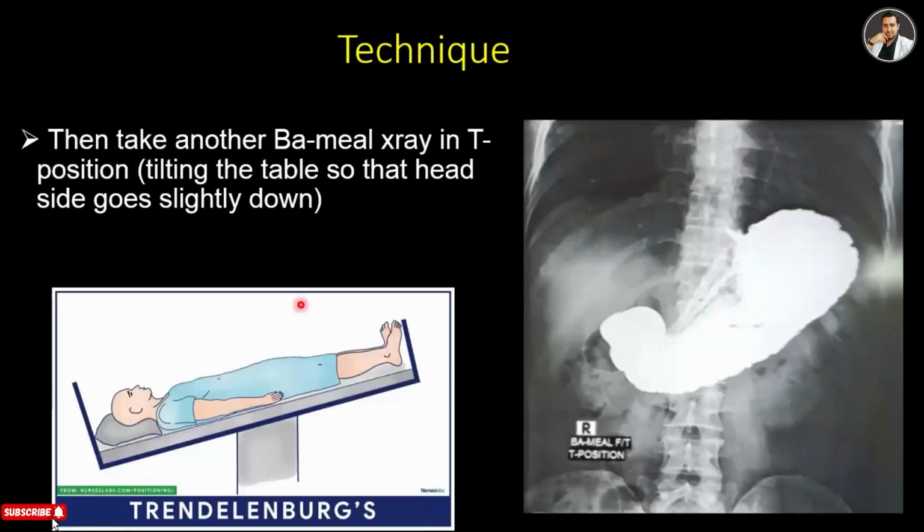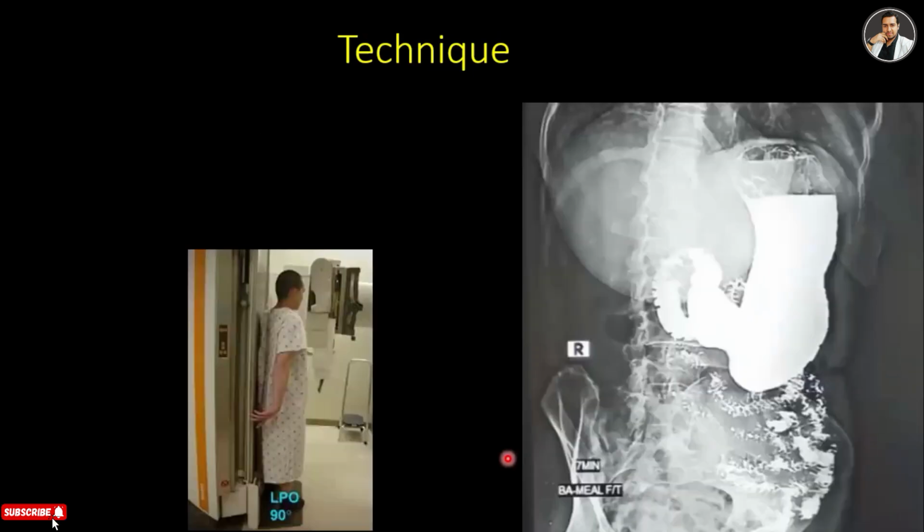And then take another barium meal X-ray in T position, that means Trendelenburg position, that means a head down position. In this position, the barium sulfate solution will go to the fundus, and the whole stomach will be filled with the solution. So this is the second image after drinking the solution, and it's a barium meal image.